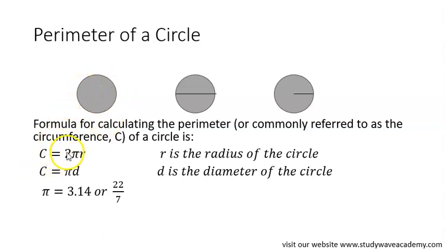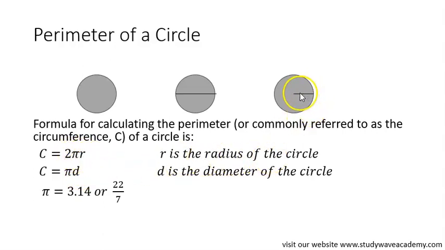We have C equals 2 pi r. C stands for the circumference, okay? Don't be confused. So we have 2 pi r, where r is the radius. And we also have C equals pi d, where d is the diameter. When we are looking for the perimeter of a circle, which is also known as the circumference, there are two formulas. 2 pi r. R represents the radius.